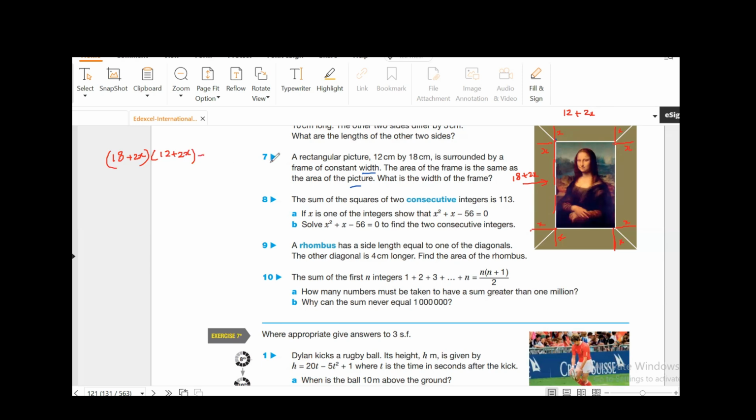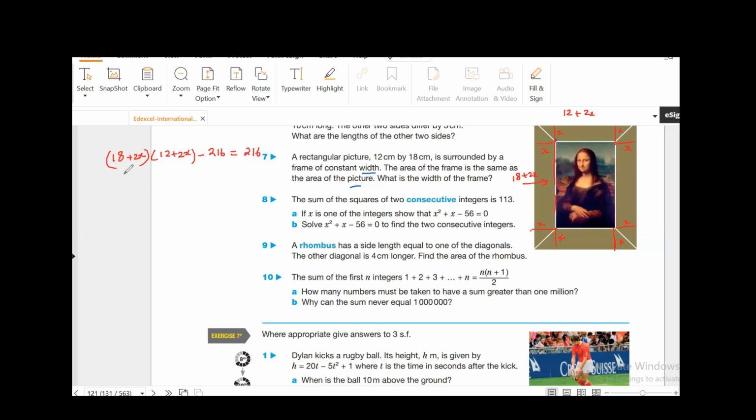Subtract the area, because if I read this question, 12 centimeter by 18 centimeter is a rectangular picture area, and we are looking for the value of x, surrounded by a frame of constant width. The area of the frame is the same as the area of the picture. So if you want the area of the frame, you have to take out the area of the rectangle, which is 216, and this equals the area of the picture, which is 216.